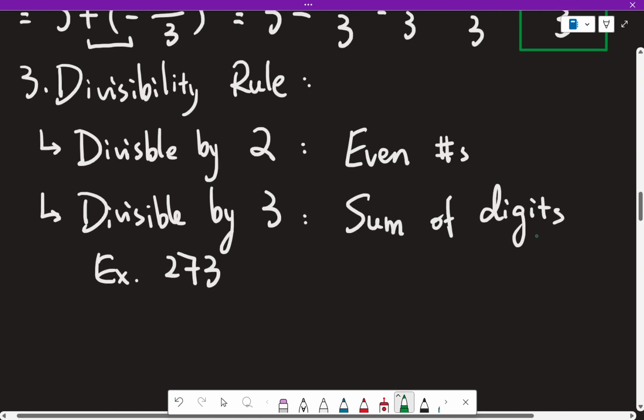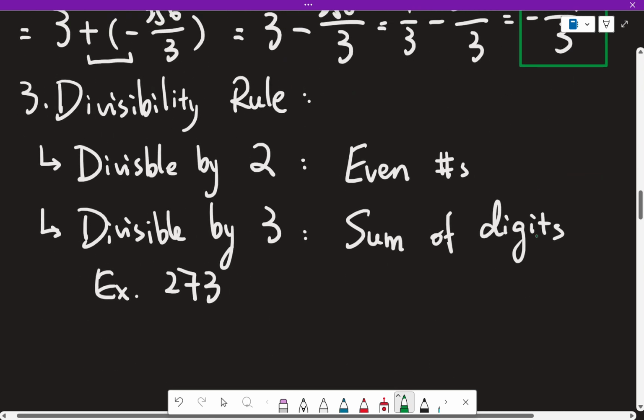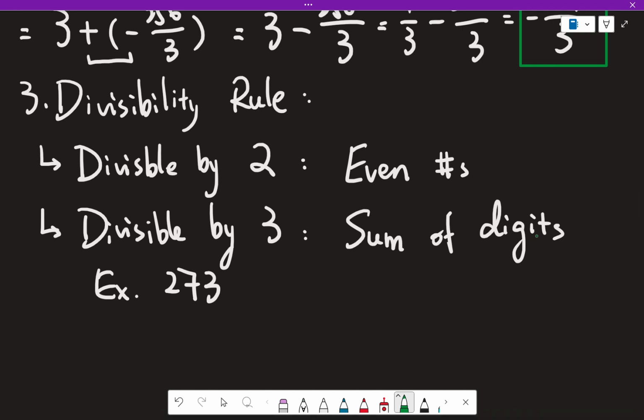Next, let's take a look at divisibility rules. First, what numbers are divisible by 2? It's just all even numbers, so anything like 2, 4, 6, 8, and so on.